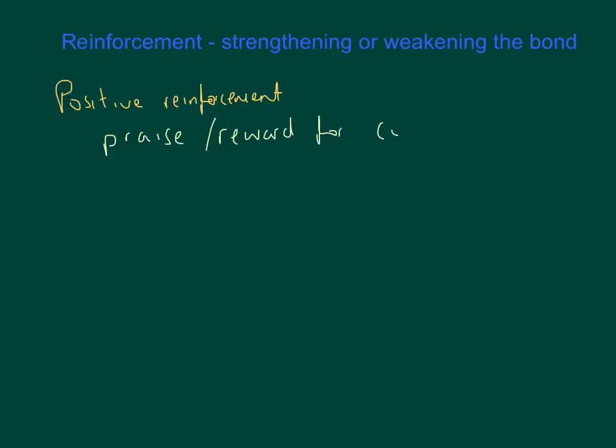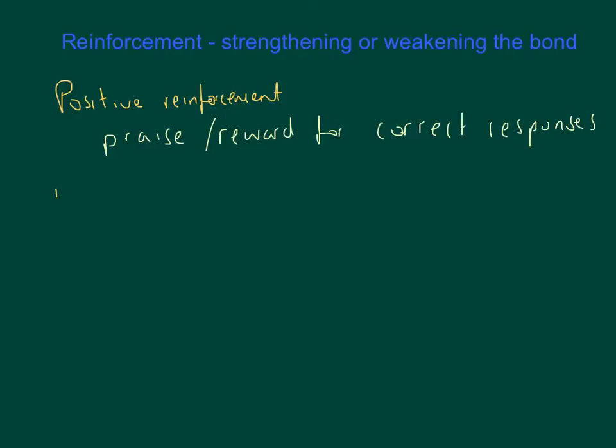And for the exam, we need to know 3 different forms of reinforcement. The first one is positive reinforcement. Okay, and the way this works is that we receive praise or reward for correct responses, and that strengthens that SR bond, so it motivates us, or motivates the performer to want to produce that response again.